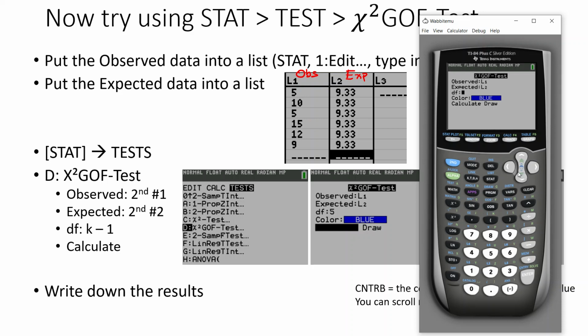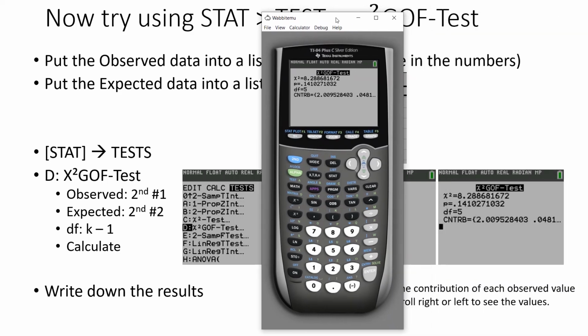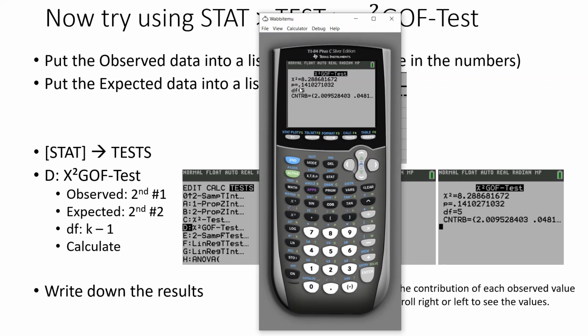We need to put in our degrees of freedom, which is 5. We had 6 categories, minus 1 is 5. And we go down to calculate here, and we press enter. And there's our chi-squared, 8.28, which is the 8.3 we got before. Right, that would round to 8.3. This is actually a little bit more accurate. And we get 0.14 as our p-value, which is the same thing we got on the other page.